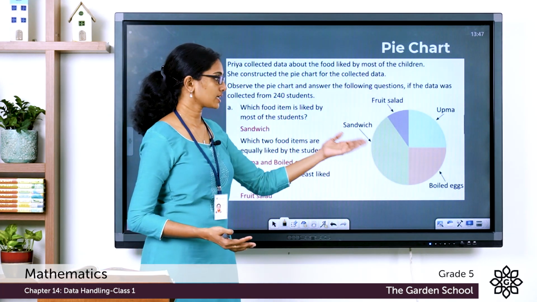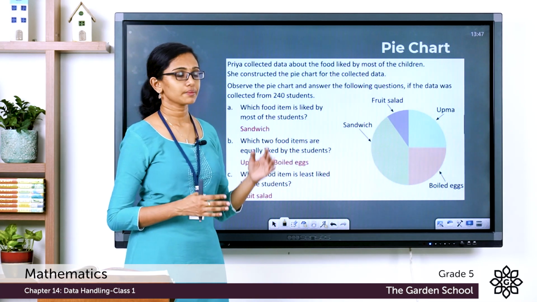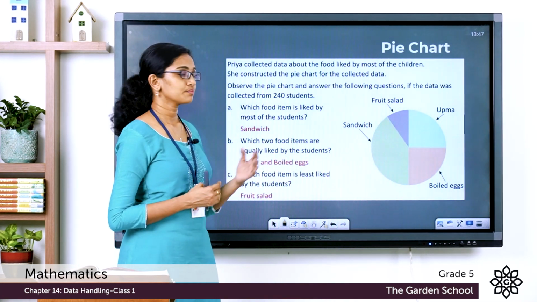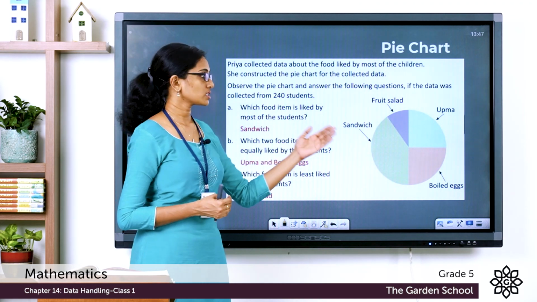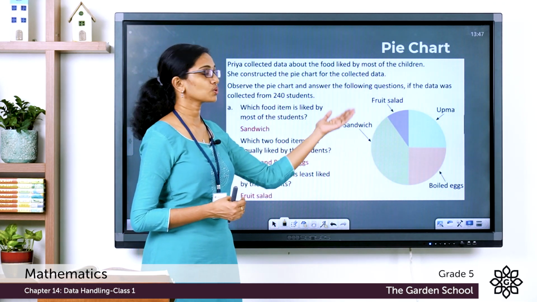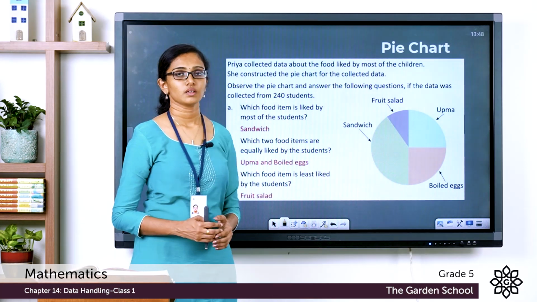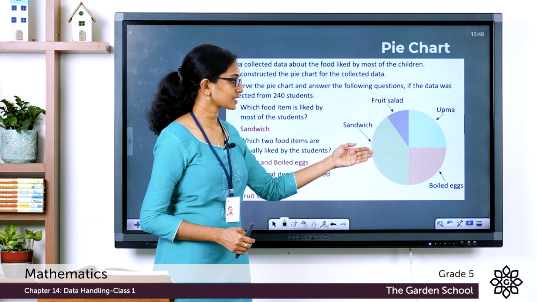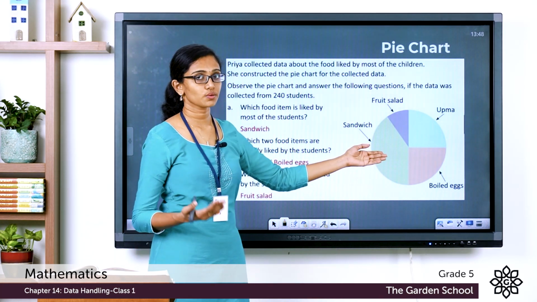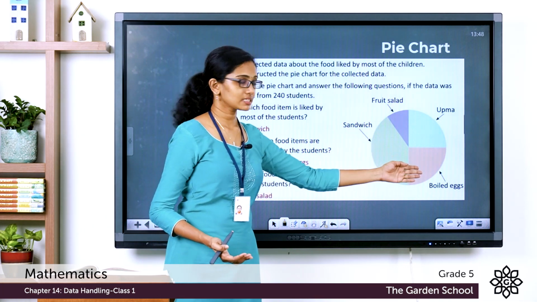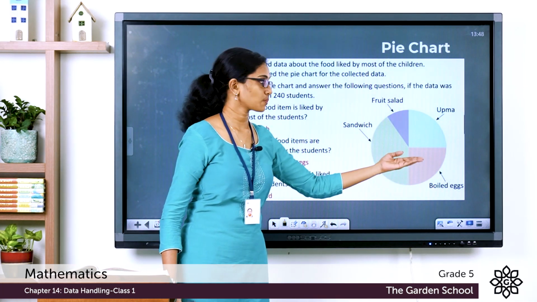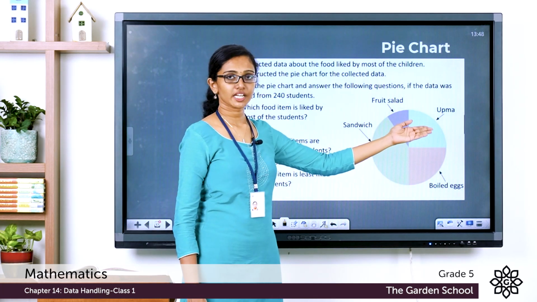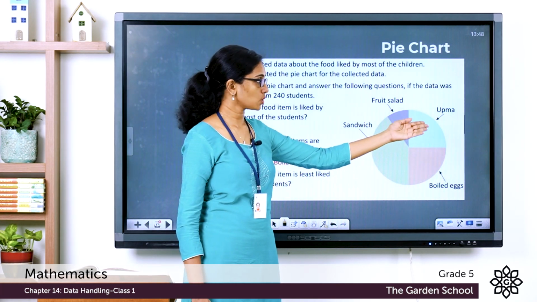So you see the pie chart here. This is the pie chart that Priya prepared based on the data she collected from 240 students. This is about the favorite food of 240 students in a school. You see the sector here. This sector corresponds to the number of students whose favorite food is sandwich. This sector corresponds to the number of students whose favorite food is boiled eggs. And this sector corresponds to the number of students whose favorite food is upma.